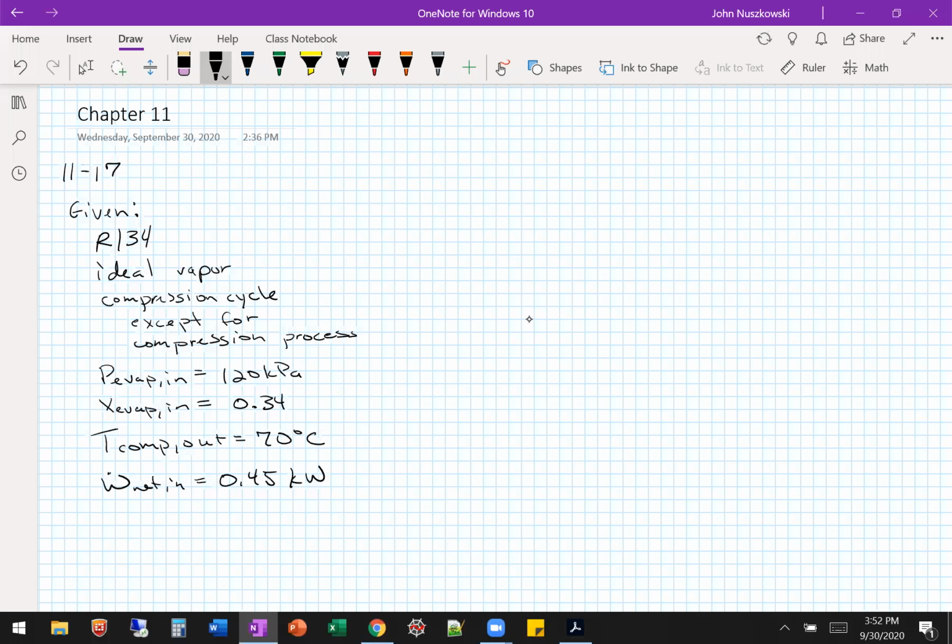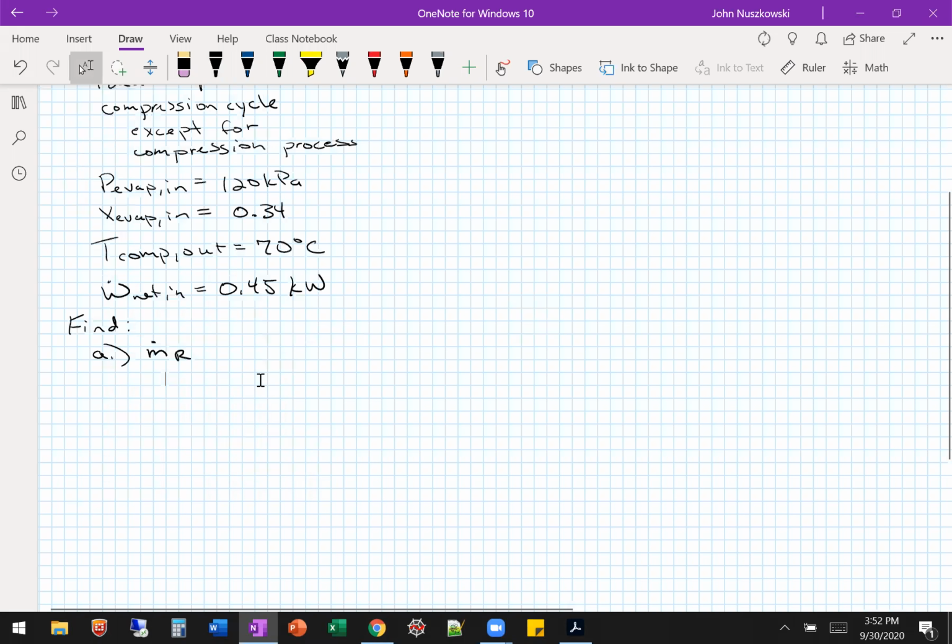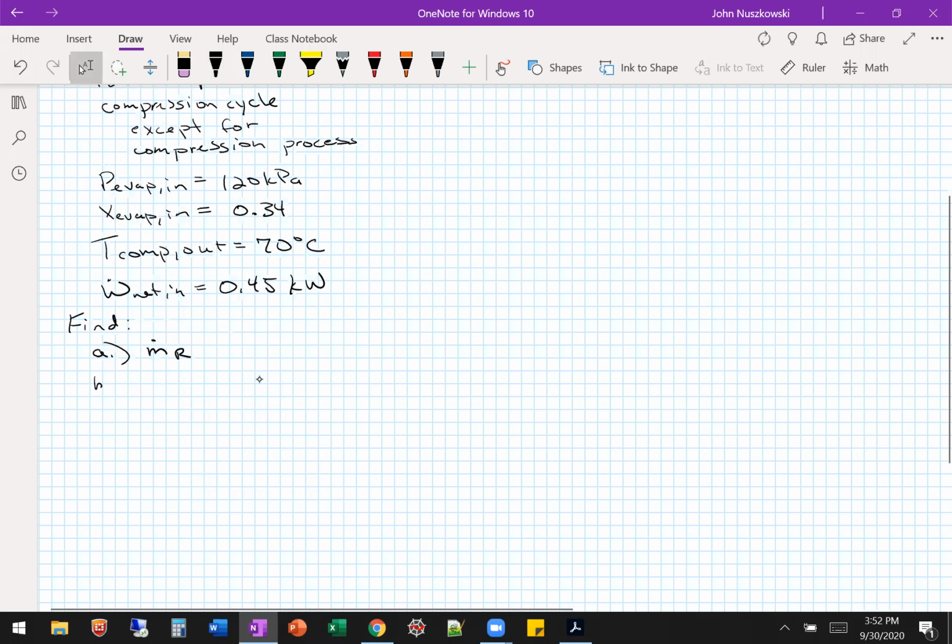They want us to find part A, the mass flow rate of refrigerant. Part B is the condenser pressure, so the pressure of the condenser. And part C is the coefficient of performance, and it's being operated as a refrigerator, so COP R.